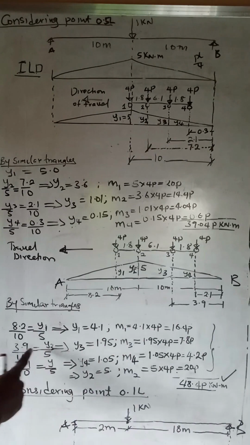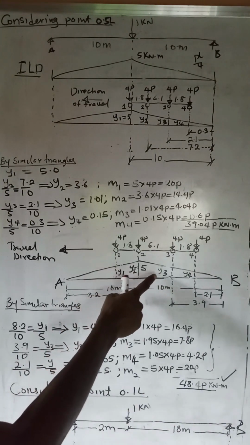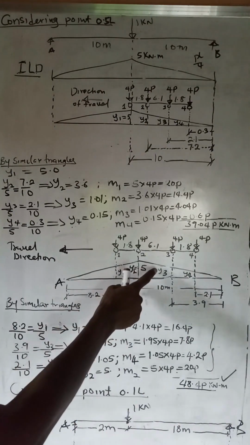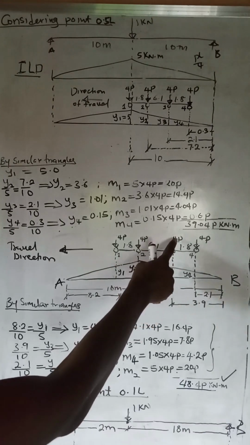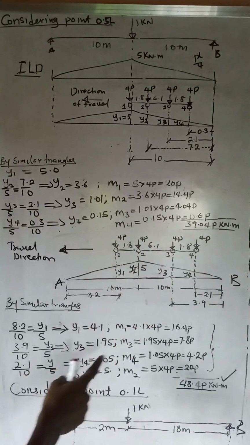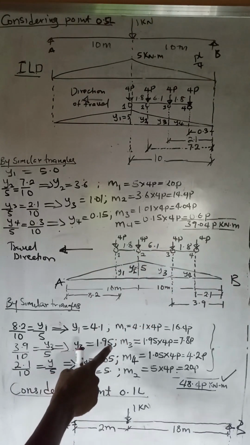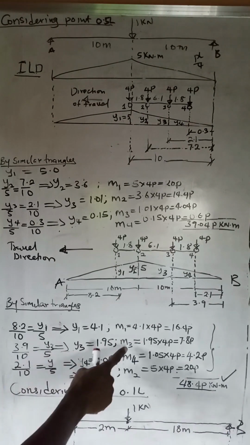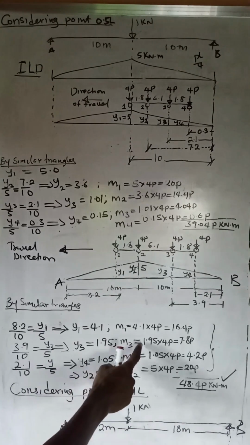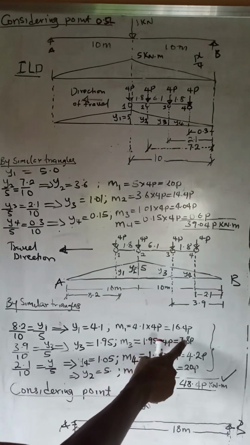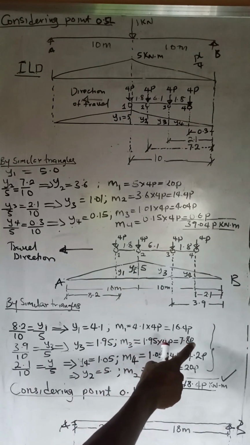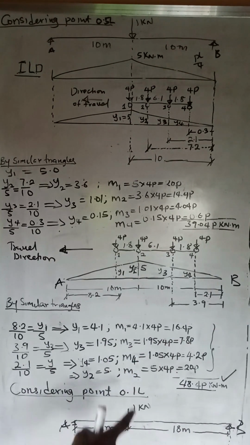The second one is Y3. Y3 is the ordinate under this 4P load, and that is 1.95. So the moment due to ASU3 becomes 1.95 times 4P, which is 7.8P kilonewton meters.